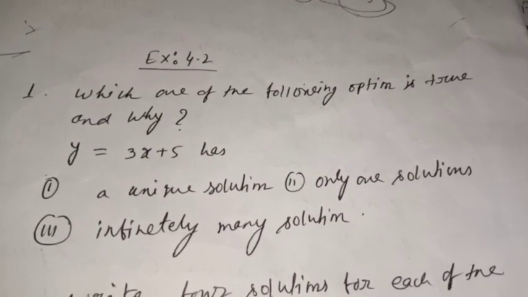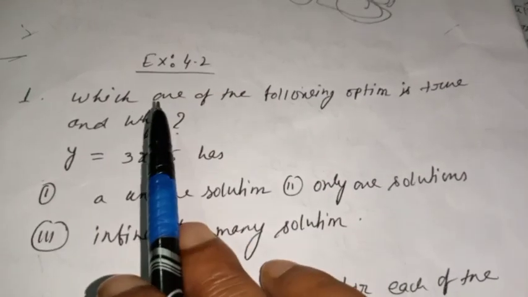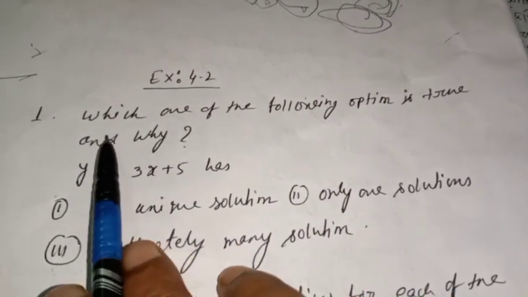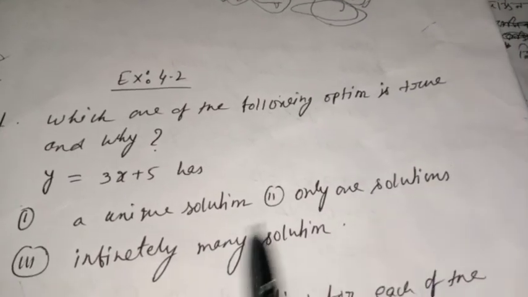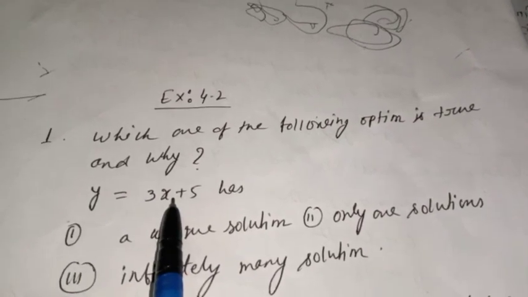I hope all of you understood the concept of solution of a linear equation. Which one of the following options is true and why? For question number 1, the equation y is equal to 3x plus 5 has a unique solution, only one solution, or infinitely many solutions. This is what? How many variables? Two variables. So this is a linear equation in two variables.